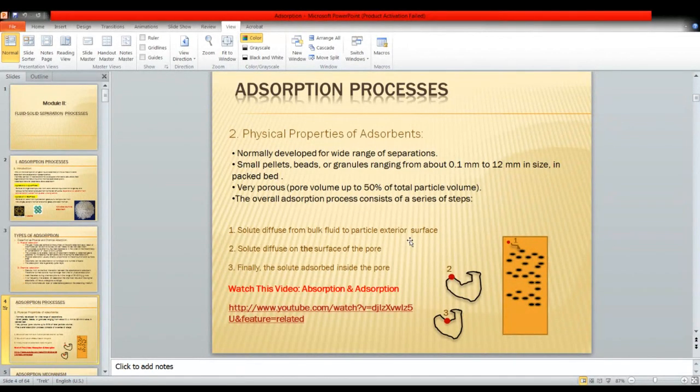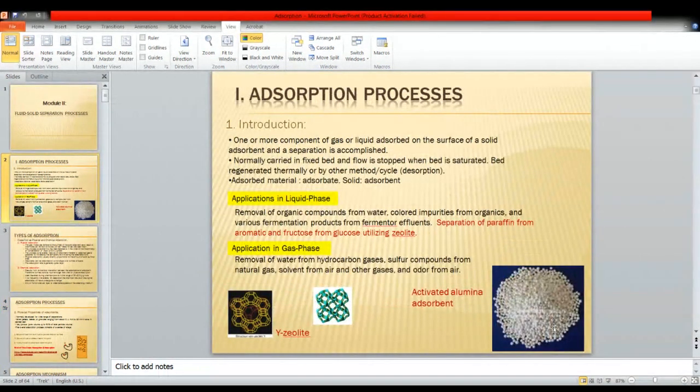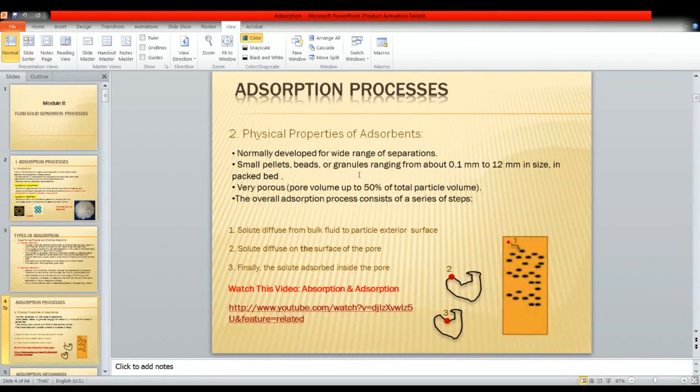So, physical properties of adsorbents. What are some physical properties normally developed for a wide range of separations? They can be used for many applications. Small pellets, beads. Pellet beads mean like this. This is pellets or beads. Okay, small. So granules. You can say anything: pellet, bead, granules. The size for these is 0.1 millimeter to 12 millimeter, and they are used in packed beds.